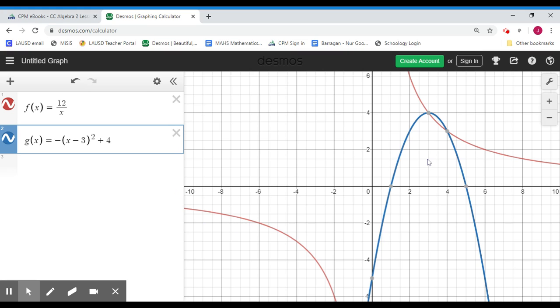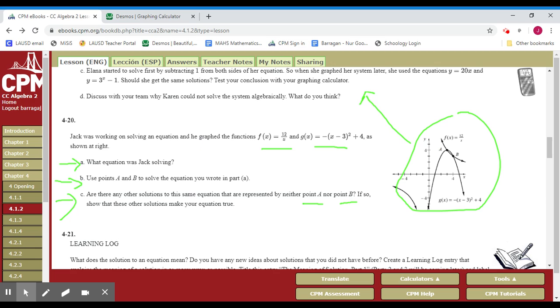So I'm here in Desmos. The equations are given, and the graphs are given, and the points are a little bit more clear. You could zoom in and out. But still, the three questions are here. What equation is he solving? How do you use points A and B to solve the equation that you wrote in part A? And C is, are there any other solutions? So this one's a little bit more straightforward, you guys. I'm expecting you to be able to answer these three questions.